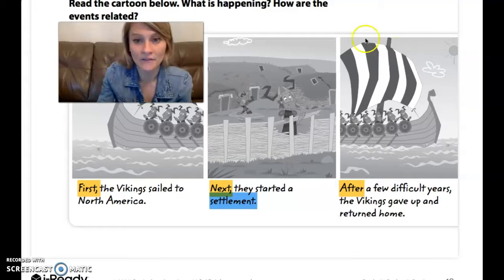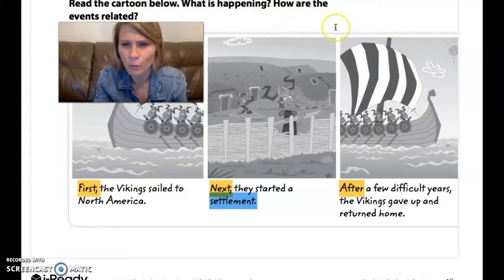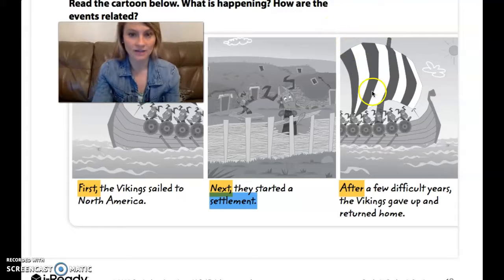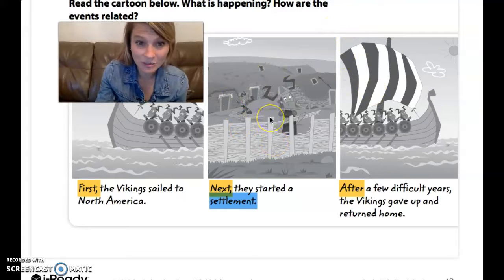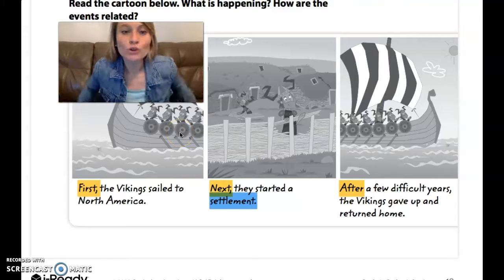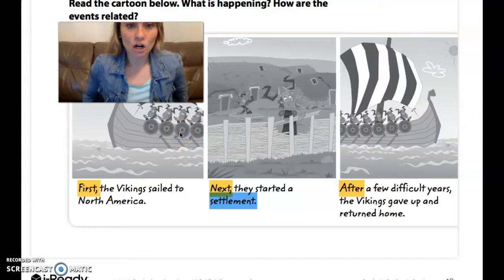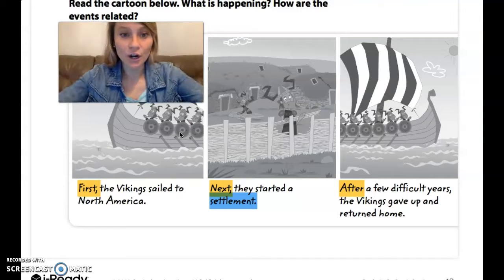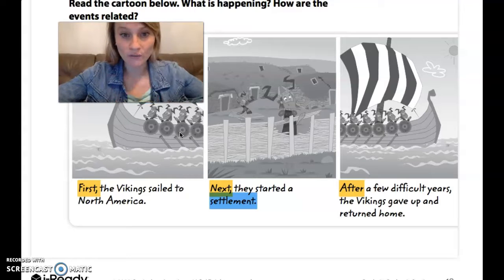There's a lot of things that are missing, right? We don't know, why did they go back home? What made them give up? Did something bad happen here to make them go back home? Why did they come to North America? We don't know those answers in this particular cartoon. So as a good reader, we could try to find more information about this story.